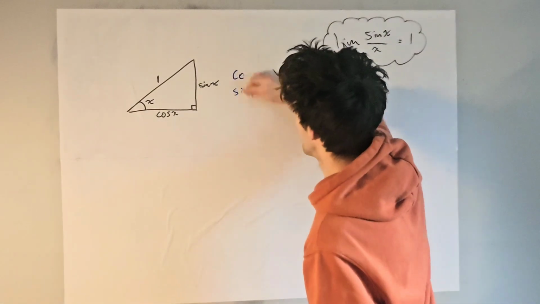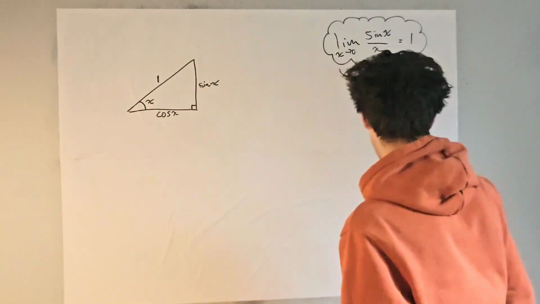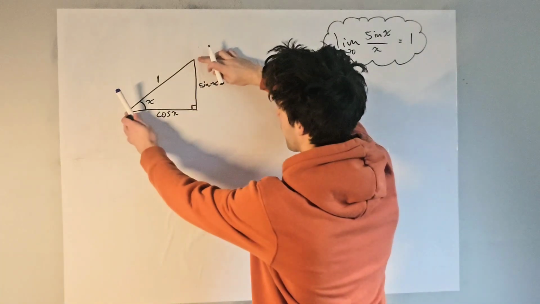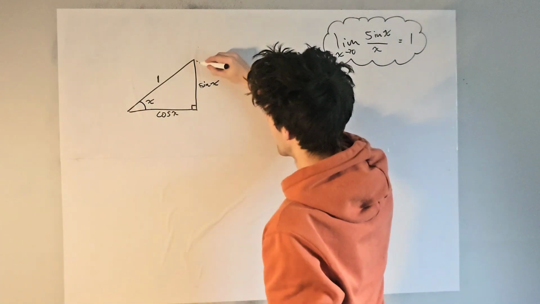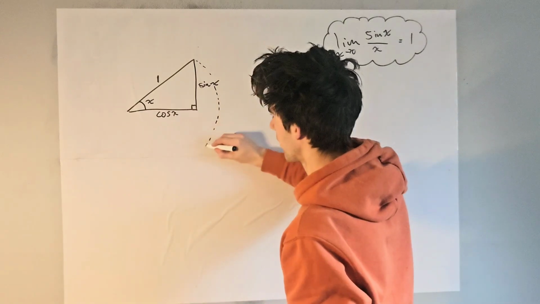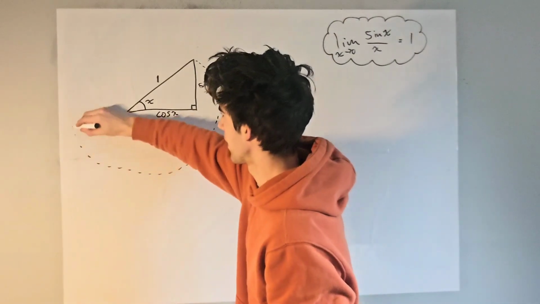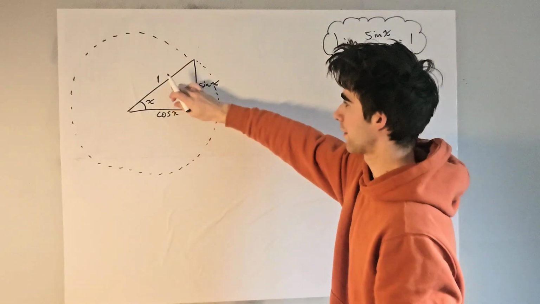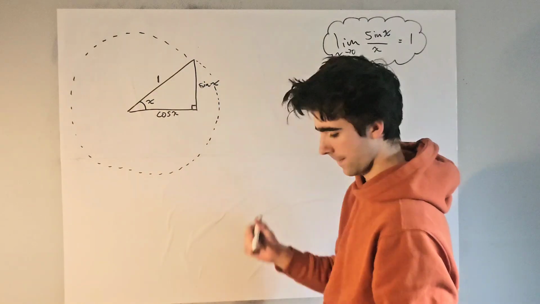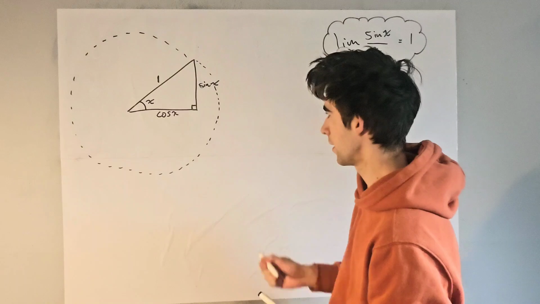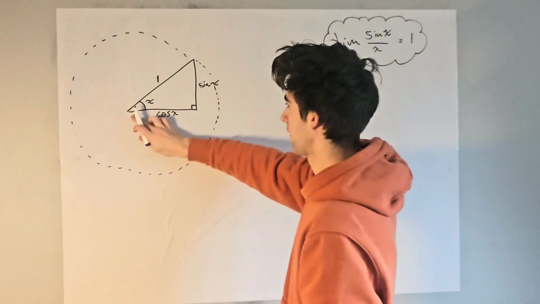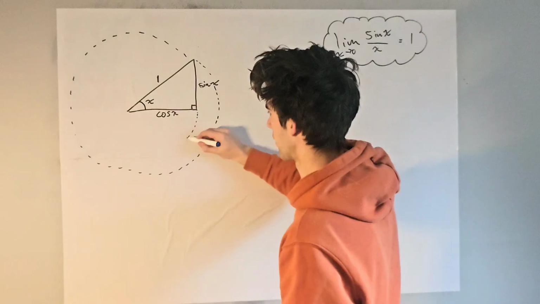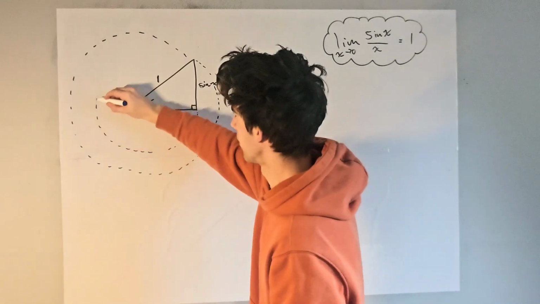Now, let's extend this into a circle. So, if this was the radius of a circle, we can fill in the rest of it something like this. It's a pretty bad circle, but that's fine. And the radius of this circle is now 1. Another circle that we can make is here, where this side, cosine of x, is the radius. And that'll look something like this.